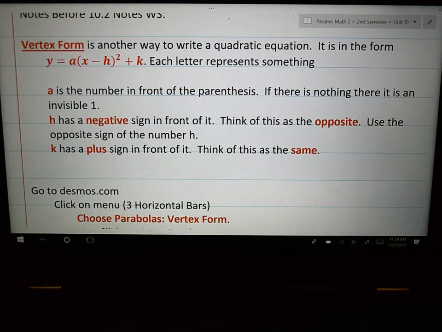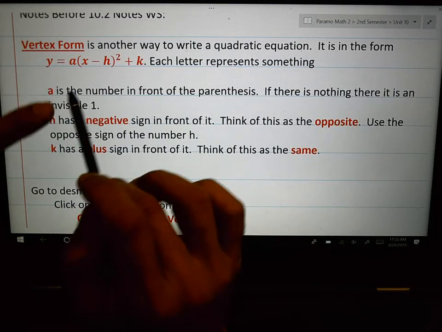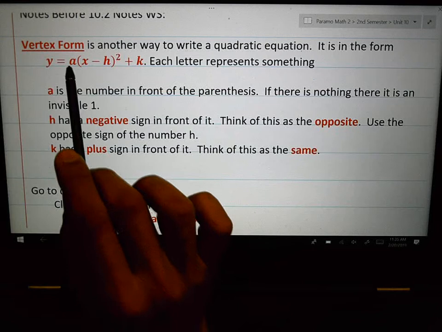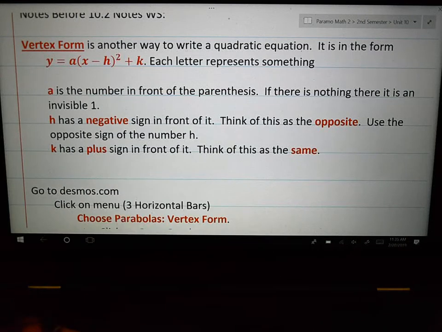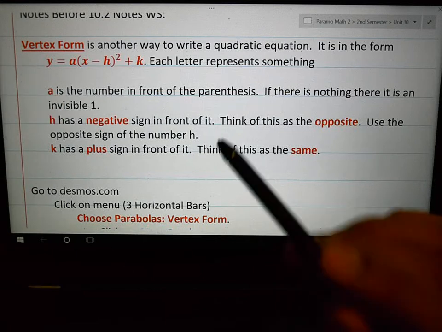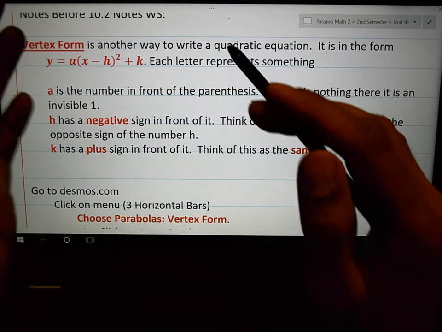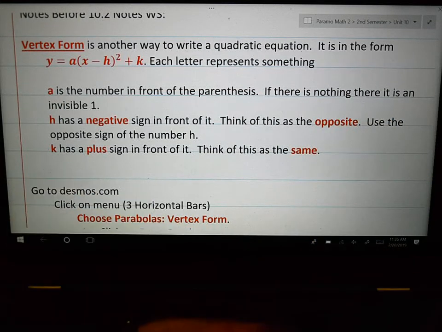When you learned slope-intercept form back in Math 1, or even Advanced Math 8, or going back into 7th grade math, you learned y equals mx plus b. Each of those letters stood for something. The same thing goes for vertex form. Each thing is going to represent something. The A is going to represent something. The H is going to represent something. The K is going to represent something. You're going to see exactly what each of these things do on this worksheet.